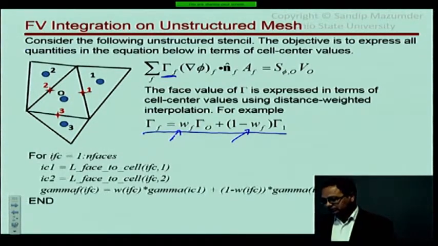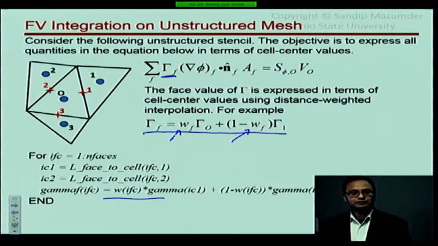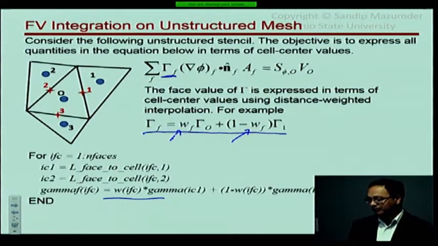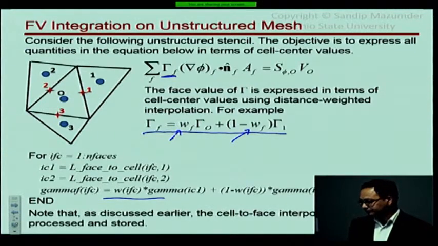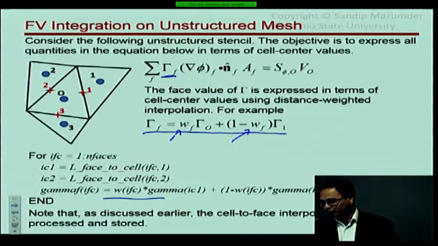And I've shown you this example. All you have to do is write a function which does this. That's all. It takes the gamma values of the two cells next to the face and then adds them up with that weighting function. Next task. So we are going stepwise. We are finished with this.